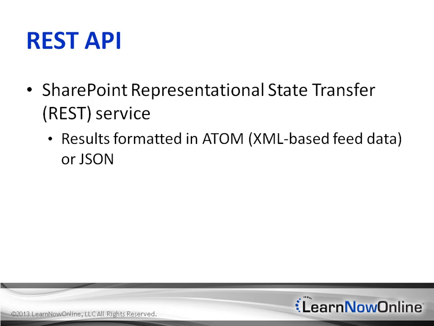And there are two different ways you can get data back from the REST API. The first one, the default, is Atom, which is XML feed-based data. The second one is JSON. JSON is a lot sparser, so it's going to be a lot more efficient over the wire. It takes up a lot less space, and it's going to be a lot faster.